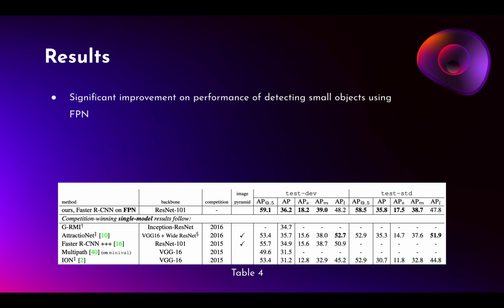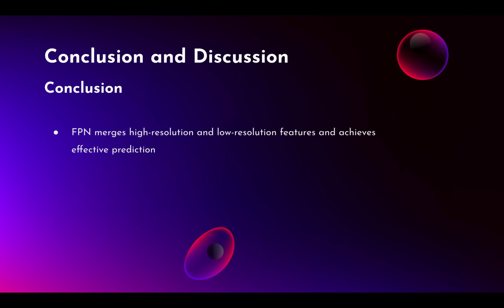Table 4 shows a comparison between FPN and other top algorithms. We can notice a significant improvement on the performance of detecting small objects using FPN. So in conclusion, the FPN algorithm uses both high-resolution features with less semantic information and semantically strong low-resolution features to achieve effective prediction by merging the features of these different layers. And the prediction is performed separately on each merged feature layer, which is different from the conventional feature fusion method.